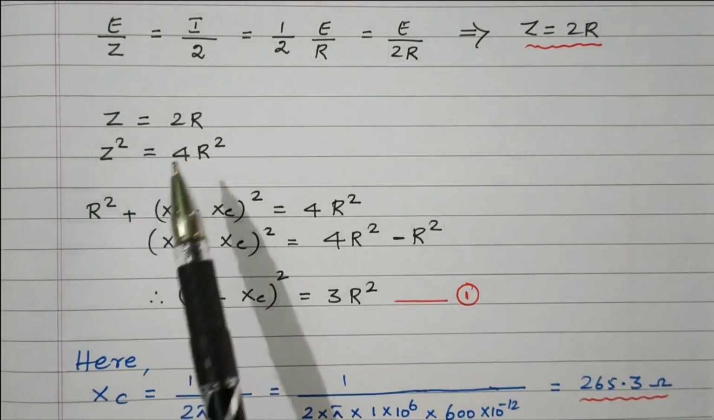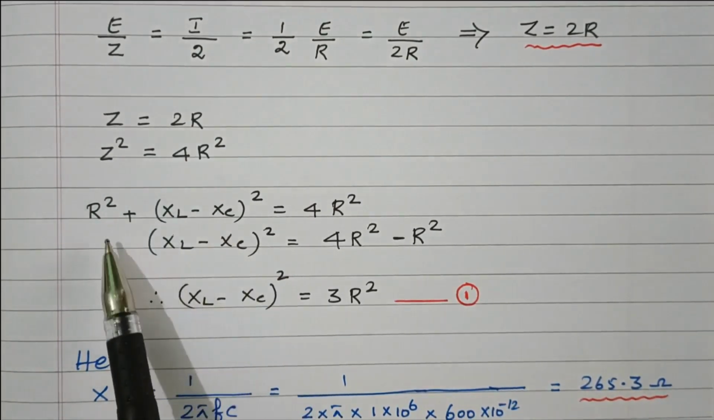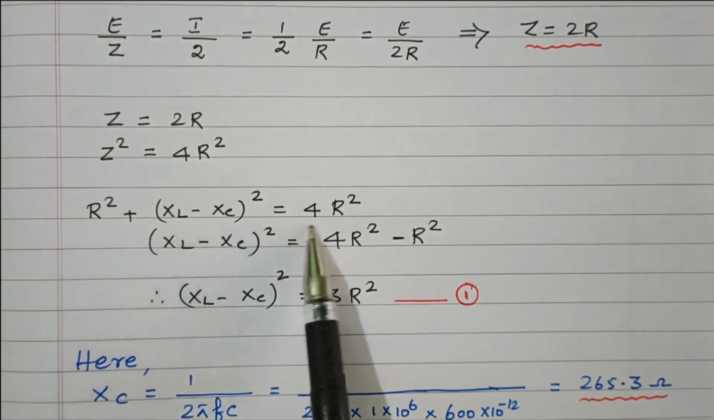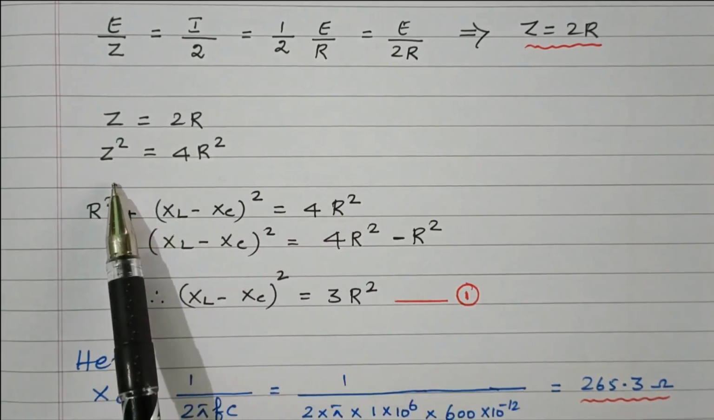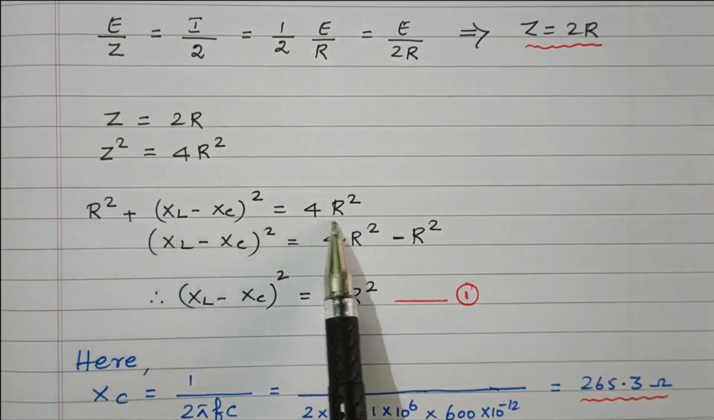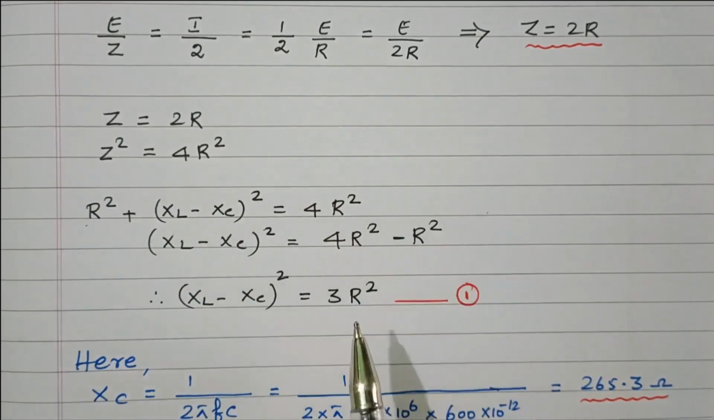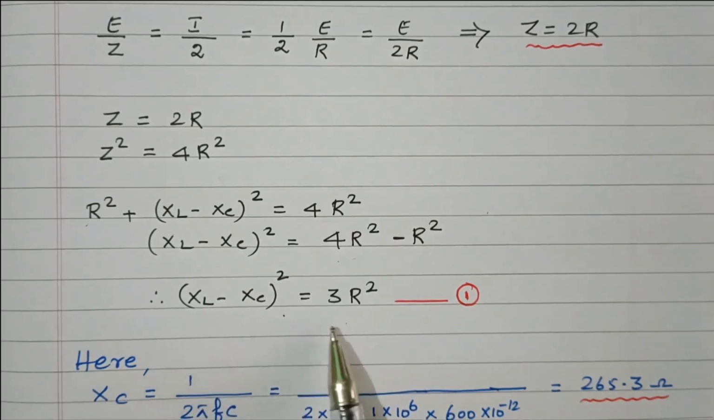Z equal to 2R. Squaring on both sides, Z square equal to 4R square. We know the basic formula is Z square equal to R square plus XL minus XC the whole square, so R square plus XL minus XC whole square equal to 4R square. Bring this R square to that side, so it becomes minus R square. So 4R square minus R square is 3R square. So XL minus XC the whole square equal to 3R square. We'll call this equation number 1.